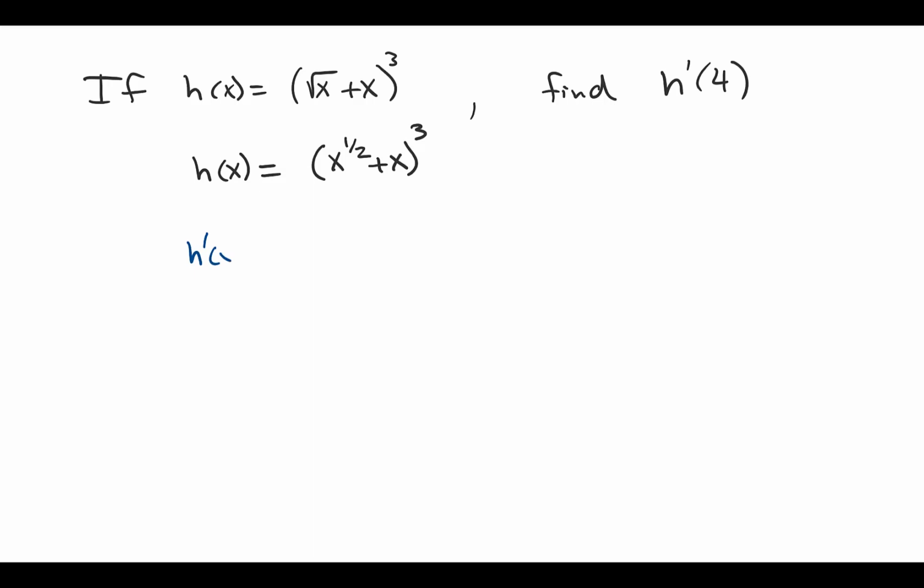Okay, derivative time. So our 3 is going to fall to the front, and we're going to leave the inside alone. Don't touch the inside until after you've taken a derivative on the outside. Now that we've done that, now we can multiply by the derivative of x to the 1/2 plus x. So the 1/2 falls to the front, we subtract 1, and we get the negative 1/2. There's the derivative of x to the 1/2, the square root of x. And the derivative of x is equal to 1.